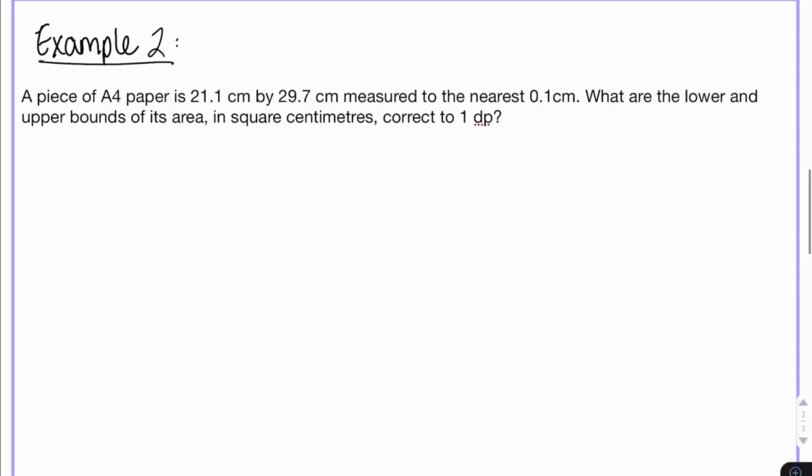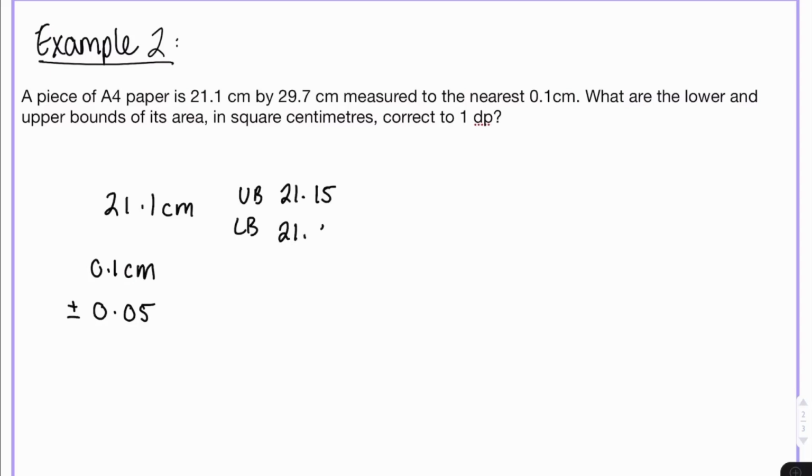Let's have a look at one more example. If a piece of A4 paper is 21.1 centimeters by 29.7 centimeters, measured to the nearest 0.1 centimeters, what are the lower and upper bound of its area in square centimeters correct to one decimal place? So what we're going to have to do is take each length individually, 21.1 centimeters. Now the upper bound and lower bound. If we know that it's measured to the nearest 0.1 centimeters, we know we have to plus minus 0.05. So the upper bound for 21.1 will be 21.15, and the lower bound will be 21.05.